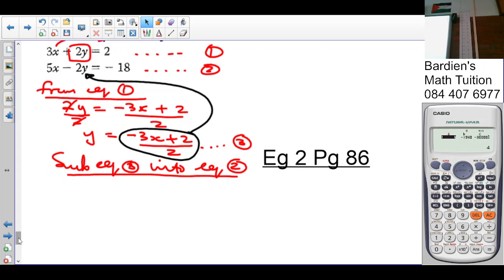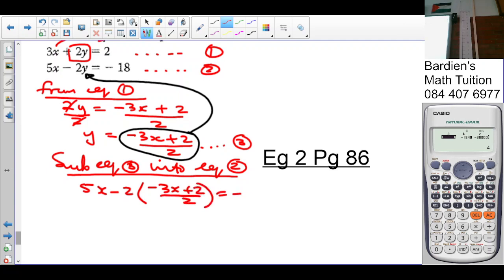So what's it going to read now? It's going to be 5x minus 2 open brackets negative 3x plus 2 over 2 equals negative 18. So what do I do now? Multiply, simplify. So you all agree that this 2 cancels that 2 there. Now we'll multiply the negative in, so multiply the negative in everything.